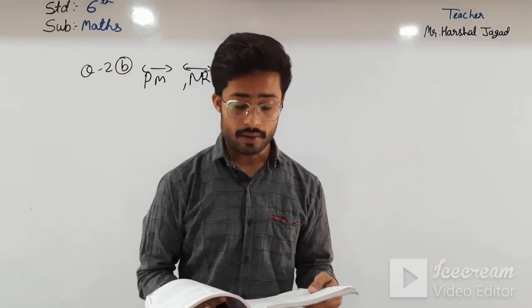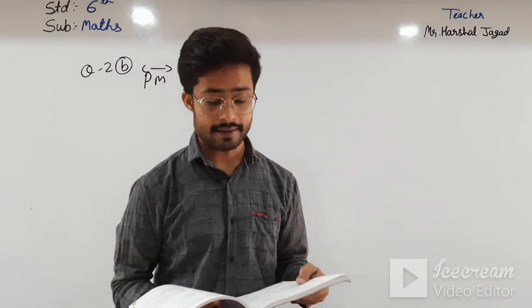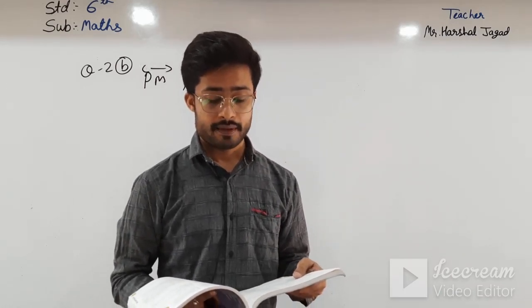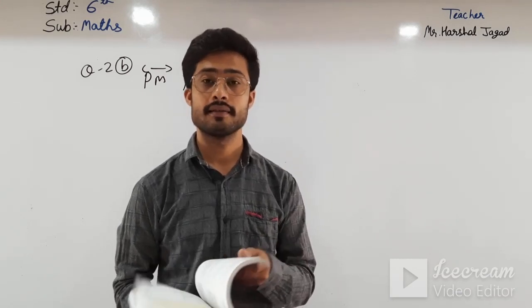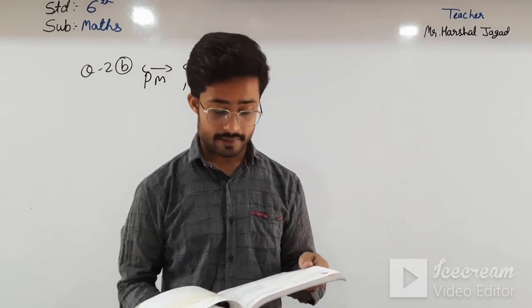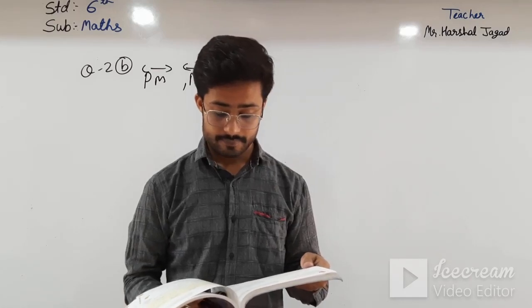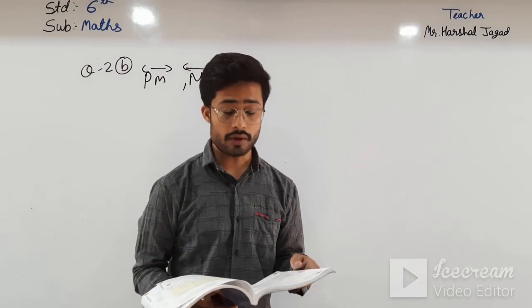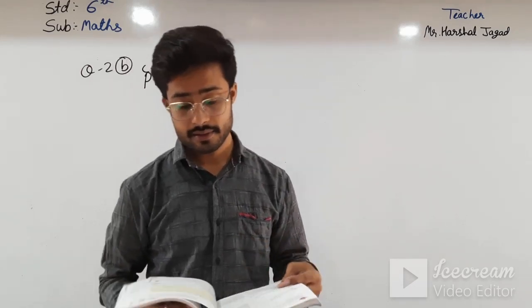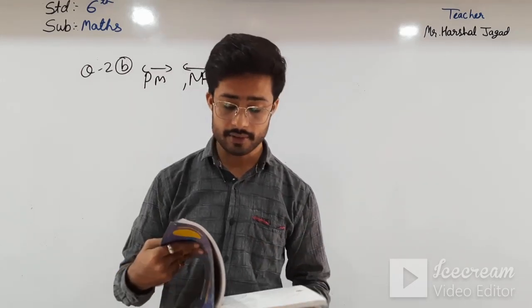What do we call the set of lines that intersect at the same point? A set of lines that intersect at the same point, they are known as which lines? Concurrent lines. Okay students, they are known as concurrent lines.